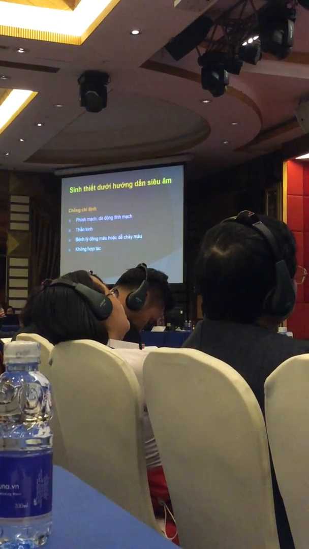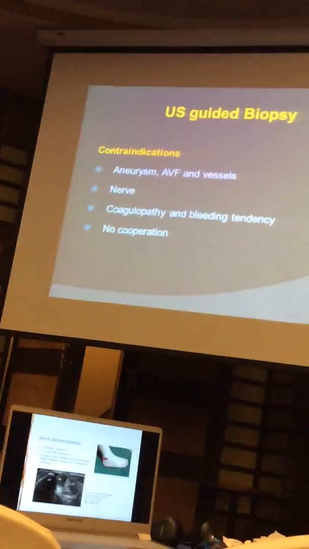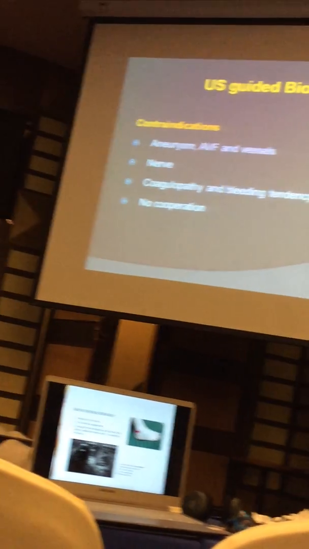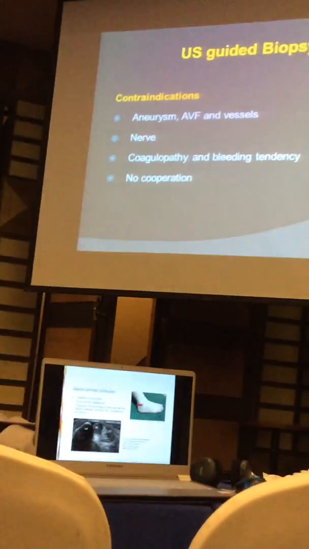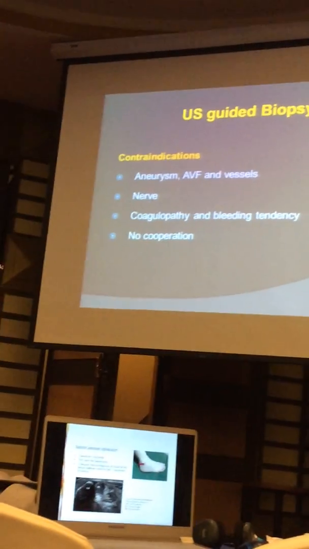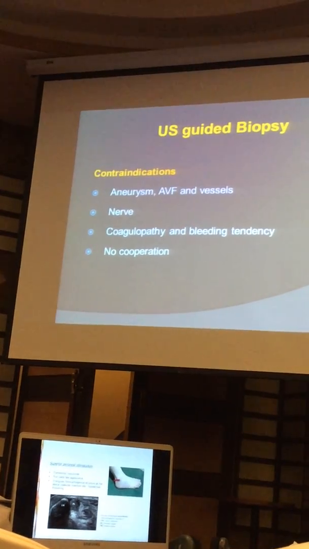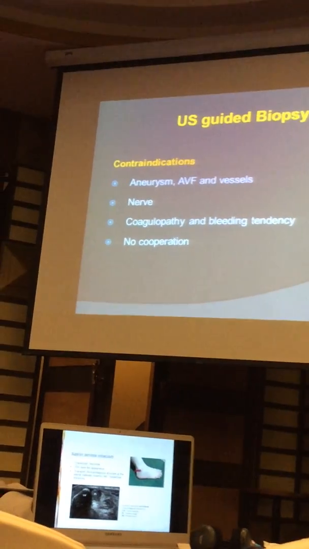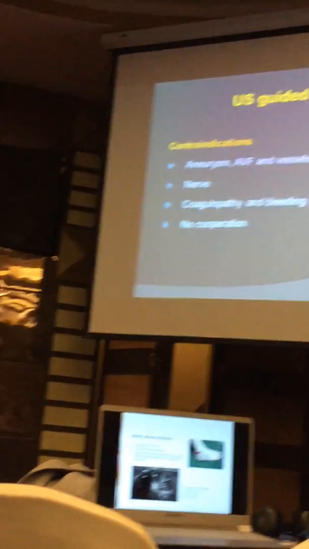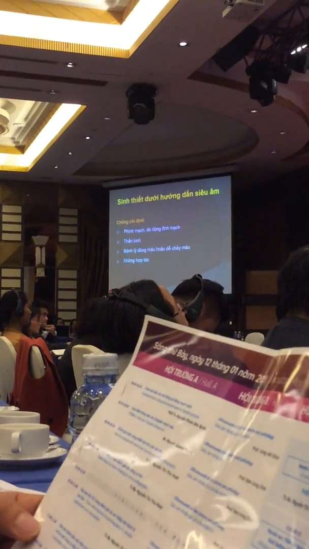You should try to avoid nerves, and if there is a severe coagulopathy or bleeding tendency, it may be dangerous to do biopsy because it can cause a hematoma and bleeding. If the patient is not able to cooperate, it may be difficult. It's not an absolute but relative contraindications for biopsy.